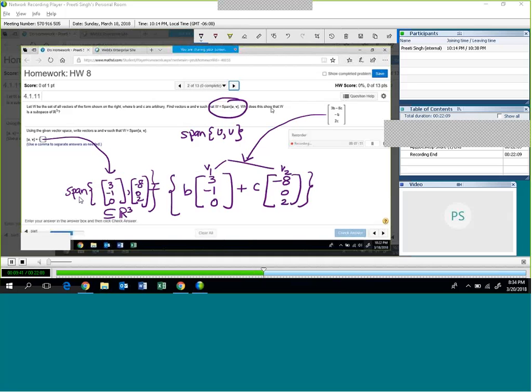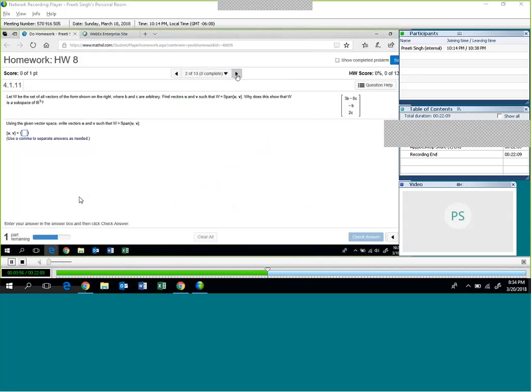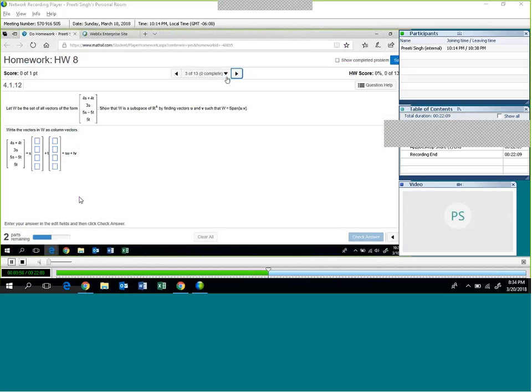As long as you can write a set as a span, it's automatically a subspace. Okay, so let's go to the next one. Again, very similar. I'm not going to spend more time on it.